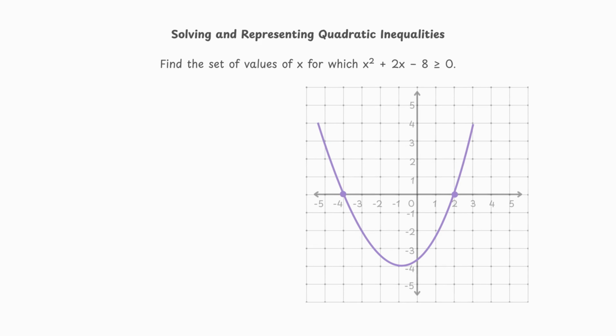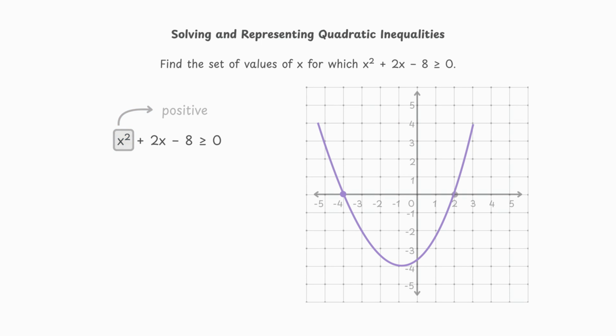Now let's deepen our understanding by looking at this graph. Here we can see the curve of the quadratic x squared plus 2x minus 8. Notice the shape of the graph. It forms a U shape, opening upwards. This is very important because the coefficient of x squared is positive. The graph opens upwards like a U.